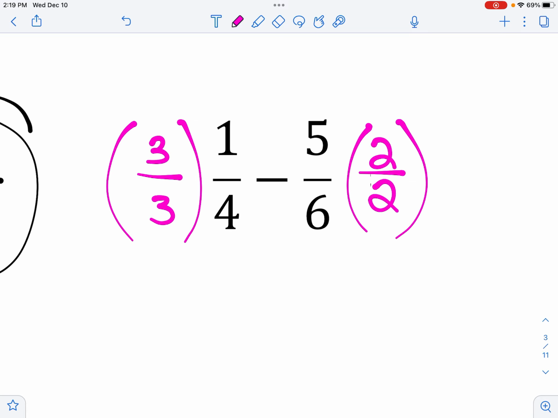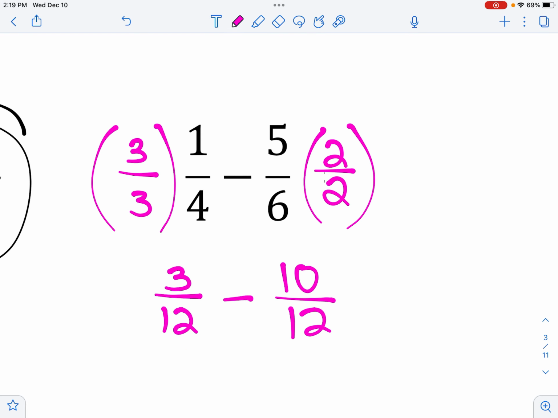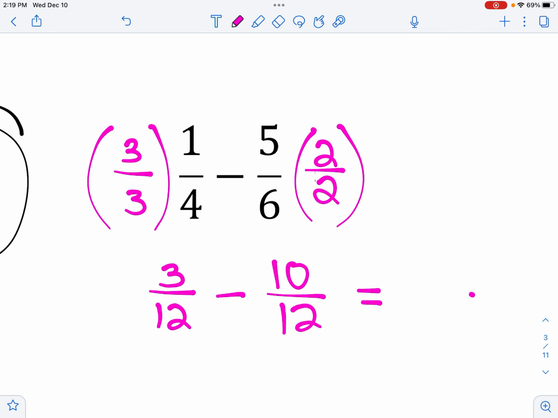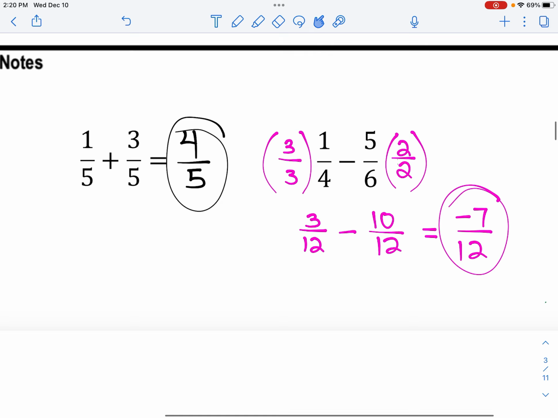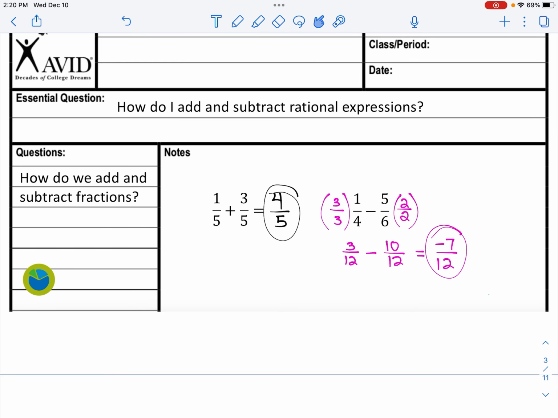So the first one would give us 3/12, and the second one would be 10/12. And then I can subtract now that I have a common denominator. I know that's going to stay the same, so there's 12. 3 minus 10 is -7. And then I would try to reduce. -7/12 is already reduced. So there we go. That's how we add and subtract fractions, as a quick refresher.